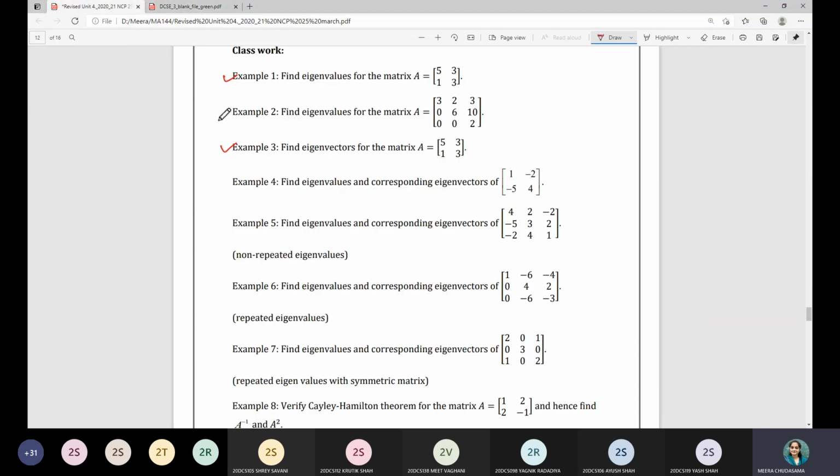The next one is this one. Find eigenvalues for the matrix A is equal to this matrix. Quickly tell me what will be the eigenvalues. And diagonal elements. Shrey is saying that diagonal elements will be the eigenvalues.